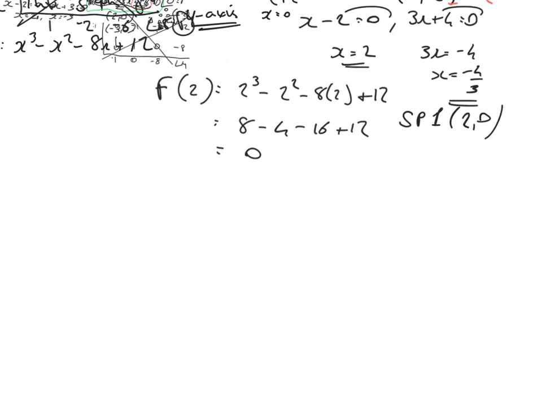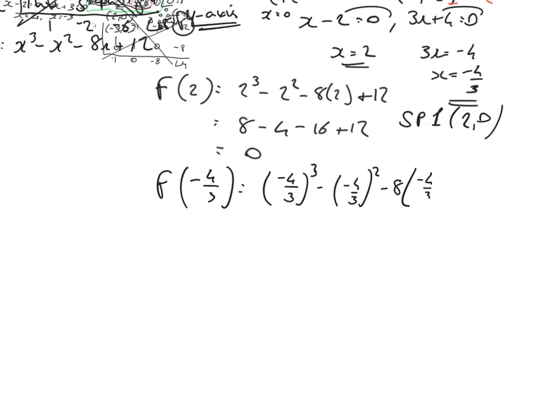Stationary point 2. Okay, so stationary point 2 occurred when x was equal to minus 4 over 3. So that is minus 4 over 3 cubed minus 4 over 3 squared minus 8 lots of minus 4 over 3 plus 12. Then enter that in the calculator. Okay, so that should give you 500 over 27.